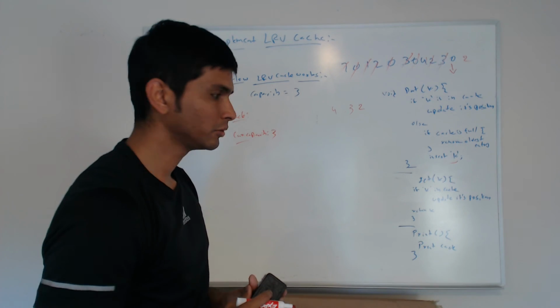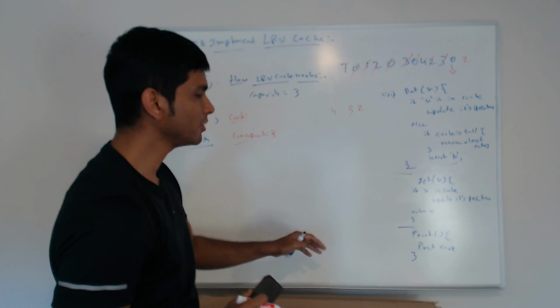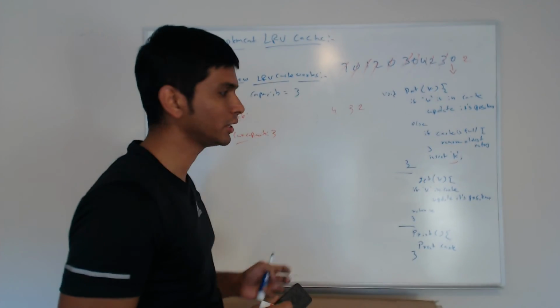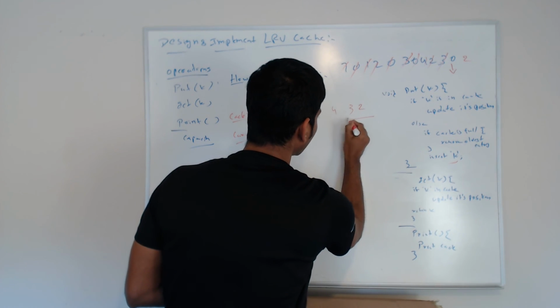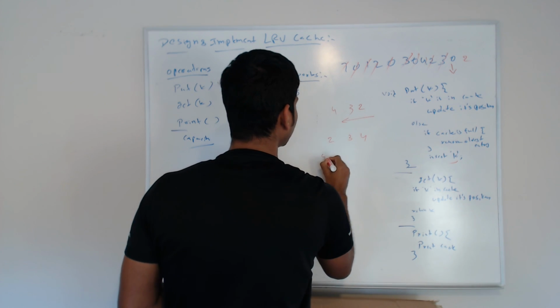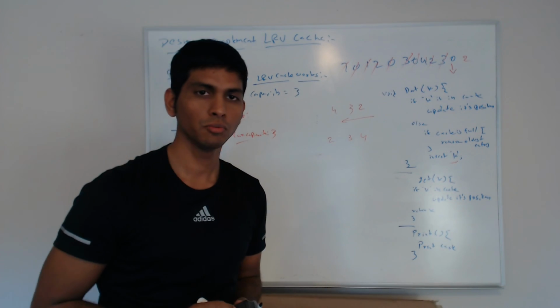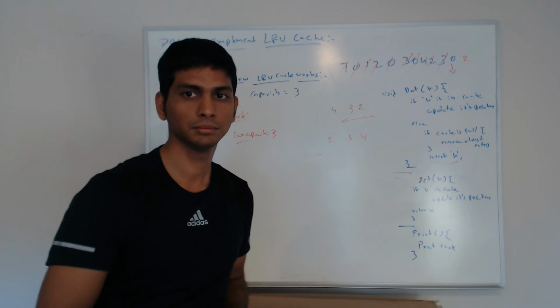Now we are good. Now the last operation is print. Print means we always need to print the cache elements in the least recently used order. So whenever I call print, I should print the cache in this order. That means I should print 2, 3, 4, not 4, 3, 2. Okay, so this is how LRU cache should work. In our next video, we will see how to implement this. Thank you.